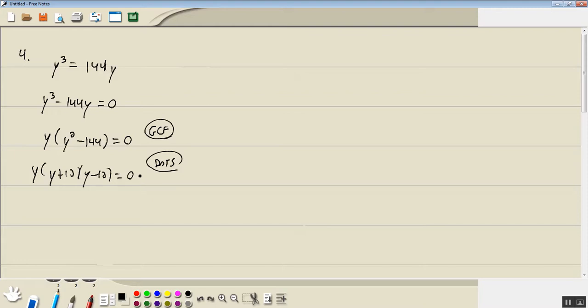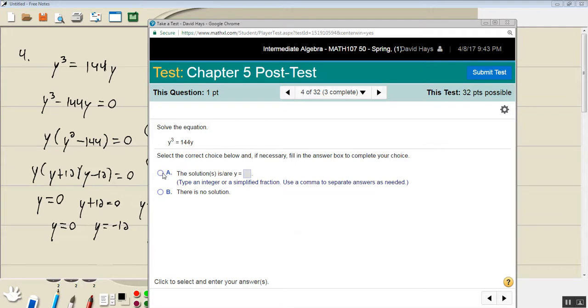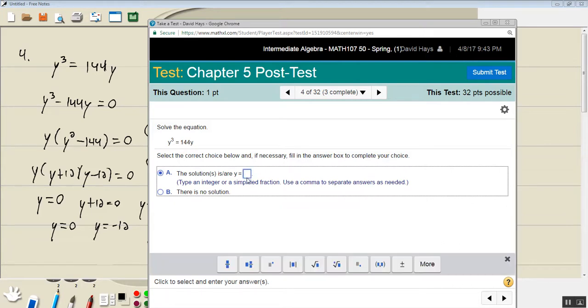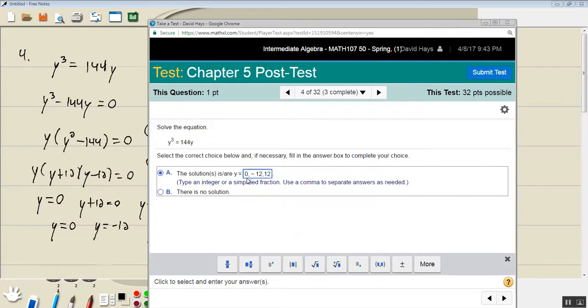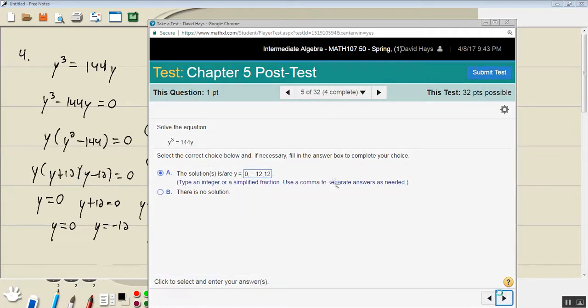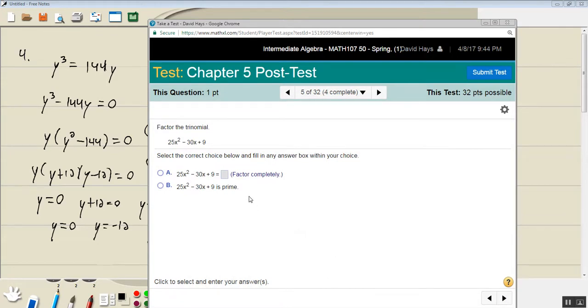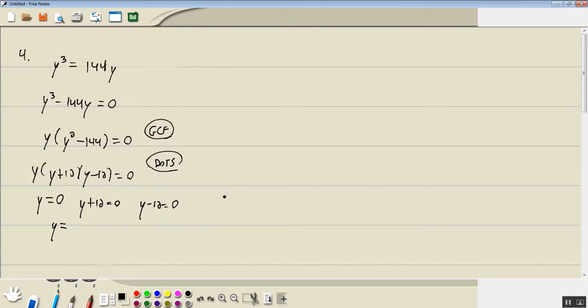Now 0 on one side, you factored the other side, you set each factor equal to 0. So I said y equal to 0, y plus 12 equal to 0, and y minus 12 equal to 0. So we got y is equal to 0, take 12 over, y is equal to negative 12, take negative 12 over, y is equal to positive 12. Okay, solution is type an integer or simplified fraction. Use a comma to separate answers as needed. Okay, 0, negative 12, and positive 12.